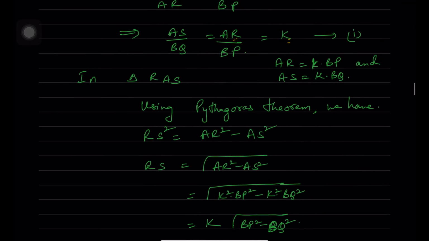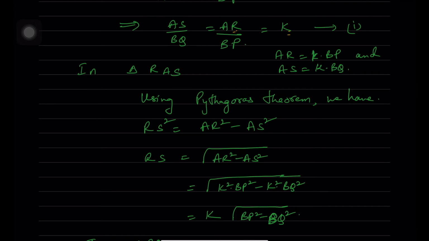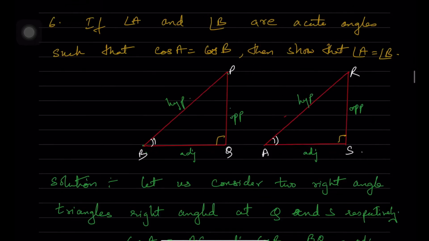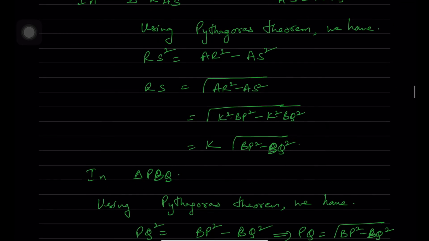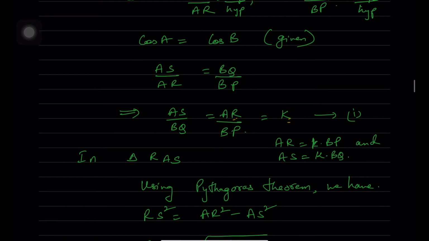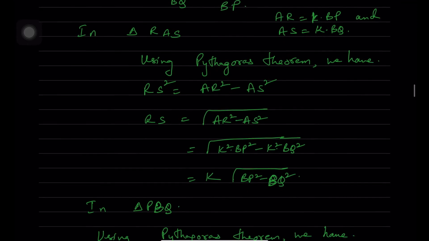So in triangle RAS, using Pythagoras theorem, we have RS square is equal to AR square minus AS square. So which is equal to, what is AR? We have from above, AR is equal to K into BP, and AS is equal to K into BQ.